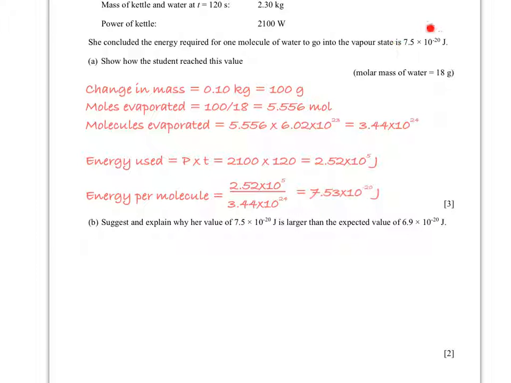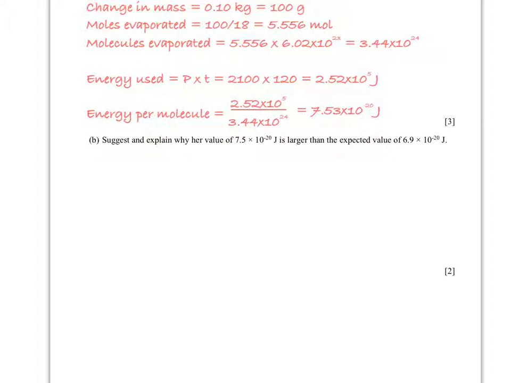I've stated my answer to one more significant figure to show that value. It's just good practice to show that you've actually worked it through rather than just copy down what they've written. We're then asked to think about the experimental technique and suggest and explain why her value of 7.5 times 10 to the minus 20 joules is larger than the expected and accepted value of 6.9 times 10 to the minus 20.